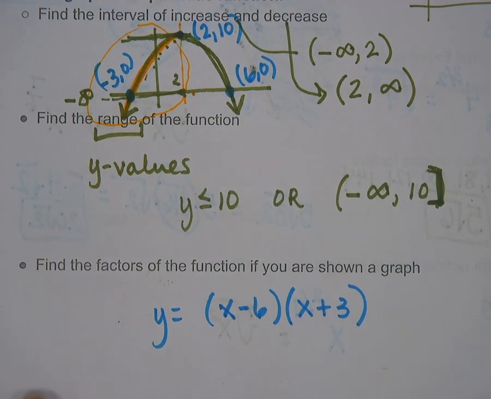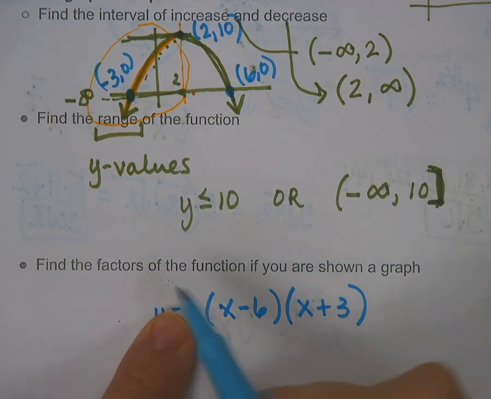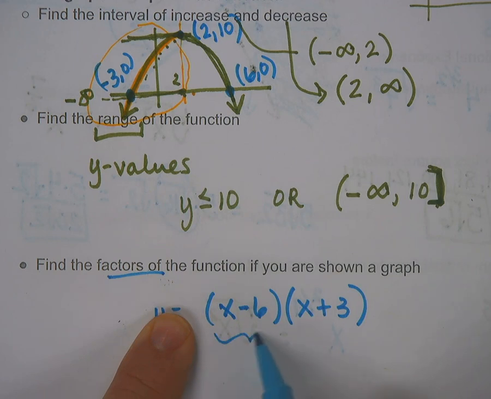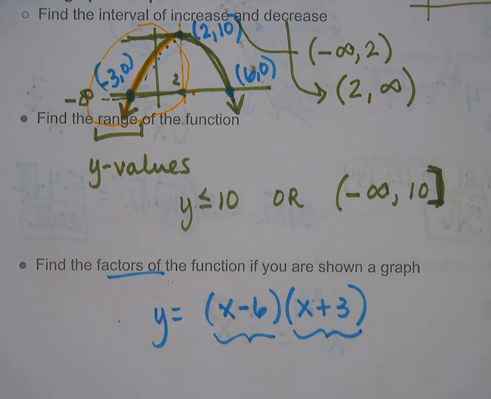So in this question, I'm not asking you to write the whole equations. I'm just saying find the factors. So those are the two factors. Okay, this is study guide part 2.